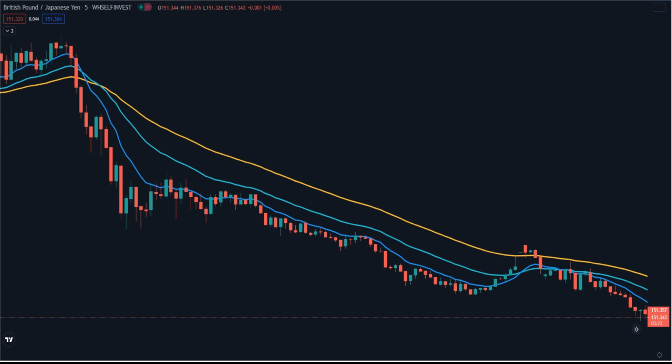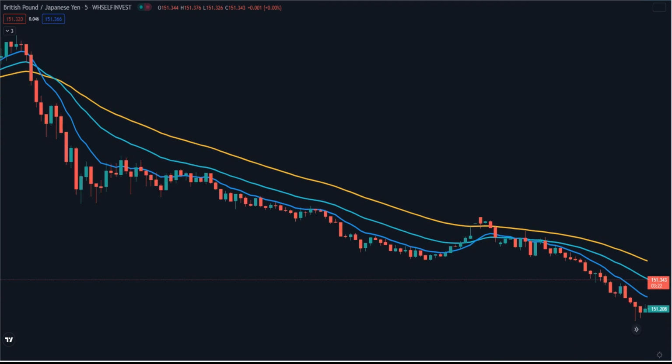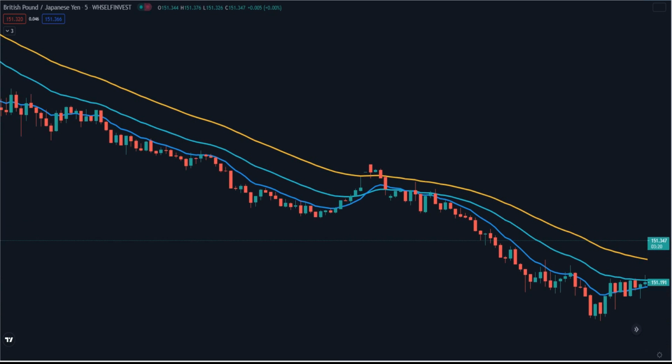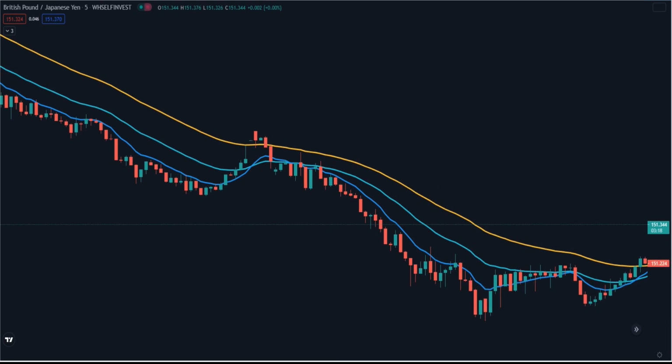Step number 3. Use previous swing low point as your take profit target level or exit the trade when the fast exponential moving average touches the medium exponential moving average, or exit when the fast exponential moving average crosses over the medium exponential moving average. You have to wait till the current bar candlestick has closed before taking the exit signal.